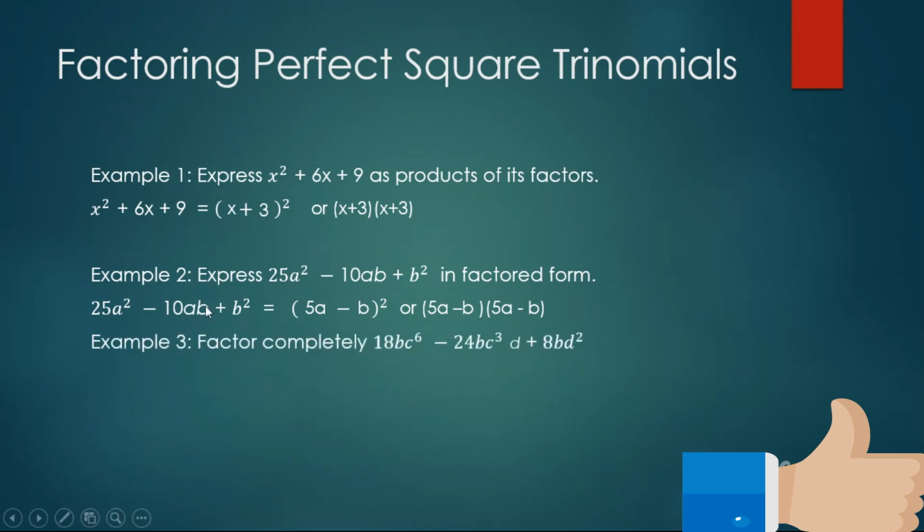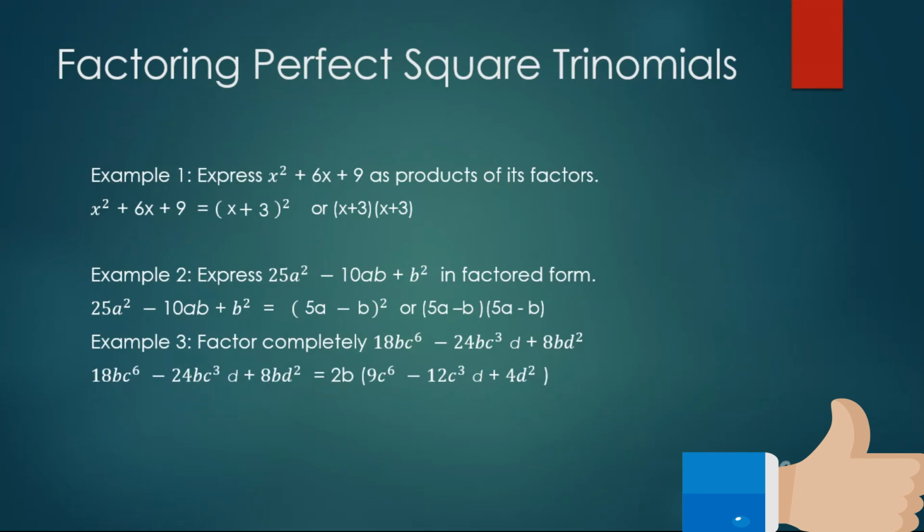For our last example, we factor completely 18bc raised to the 6th power minus 24bc cubed d plus 8bd squared. Kung titignan po natin, hindi po perfect ang ating first term na 18. Ganun din po ang ating last. But then, sabi po niya, completely. In short, pwede po muna nating i-factorize yung kanyang GCF.